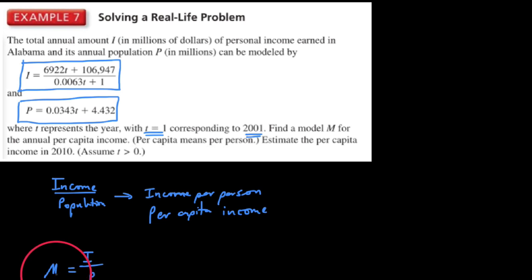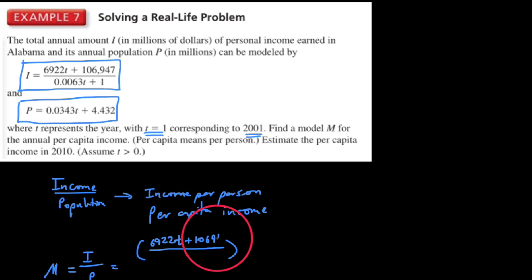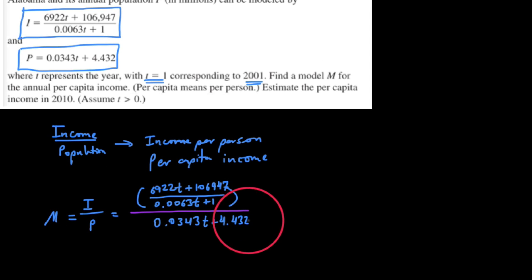They want us to write a model M that would model the situation. So we're going to take our I expression and substitute it in. Our I function is 6922t, 6922 times time, plus 106,947, all over 0.0063t plus 1. And all of this is being divided by the population function, which is itself 0.0343t plus 4.432.